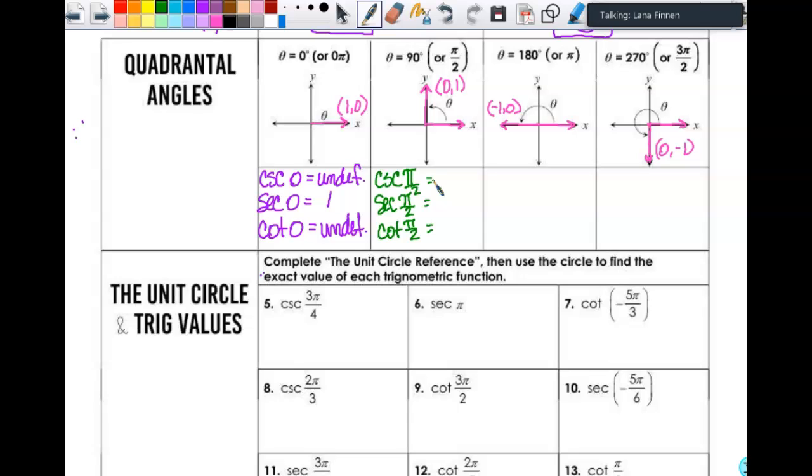Cosecant is the reciprocal of sine. The sine of pi halves is 1, so the cosecant is 1. Secant is the reciprocal of cosine. Cosine of pi halves is 0, so the reciprocal is undefined. Cotangent is the reciprocal of tangent. The tangent of pi halves is undefined. Technically, the reciprocal of undefined isn't 0, but cotangent of pi halves is 0.